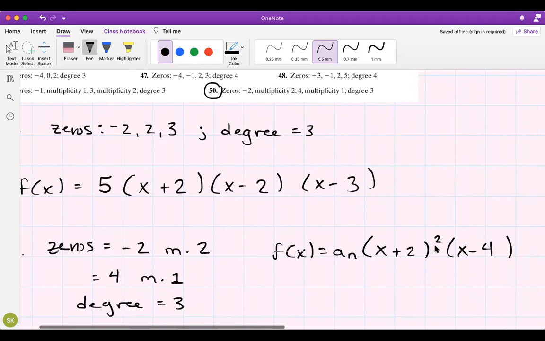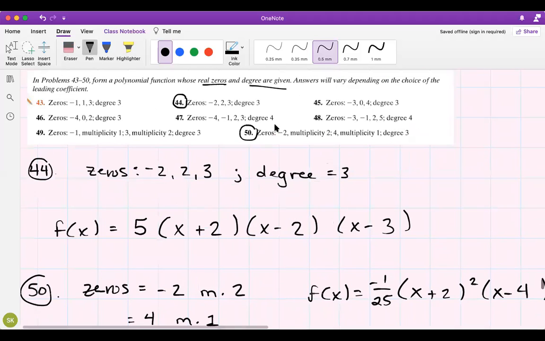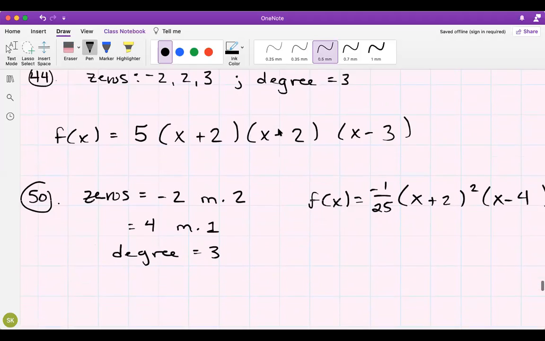Now you can see if we expand this, I would get an x squared term here and an x term. And when I multiply them, I will get an x cubed. So that will be the degree because that will be the largest power on an x. And then I just choose something for a_n. I'm not restricted, so let's put something like -1/25. Just something in the front like that. Okay, let's move on.